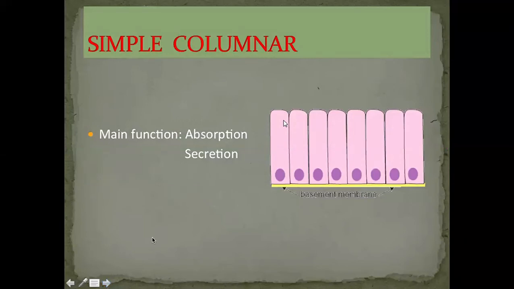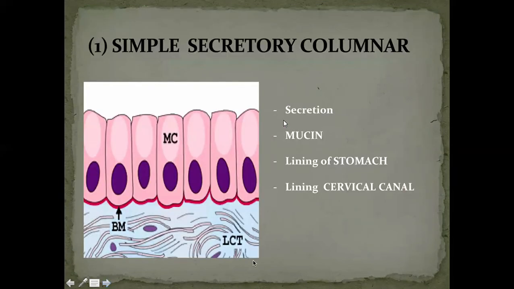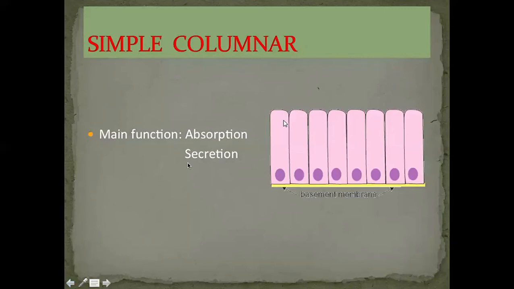Okay. And the third type of your simple epithelium is the simple columnar epithelium. Okay? So the main function here is absorption and secretion. Again, this is your columnar, fins-like, tall cells. If you look at the nuclei, they are in the basal surface. Okay? So there are types of simple columnar epithelium. As I mentioned, the main function is absorption and secretion.